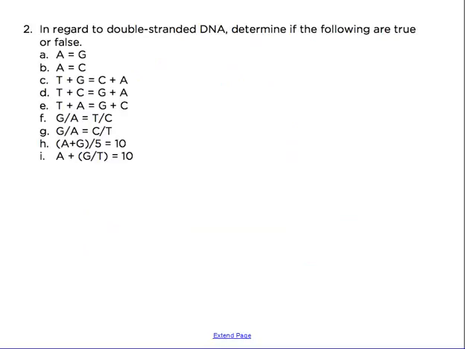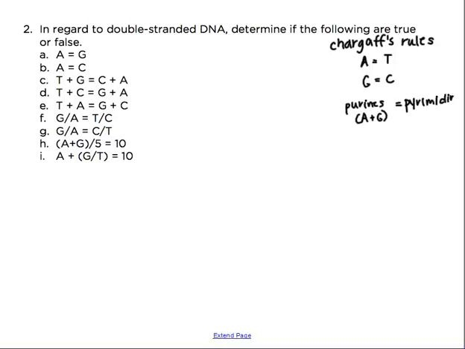Problem 2. In regard to double-stranded DNA, determine if the following are true or false. So double-stranded DNA obeys Chargaff's rules, so let's write those just to refresh our memory. Chargaff's rules say that because A and T pair with each other, the number of A bases has to equal the number of T bases, and because G and C bind with each other, the number of G bases has to equal the number of C bases. Another way to write this is that the purines, which are A and G, equal the number of pyrimidines, which are T and C.